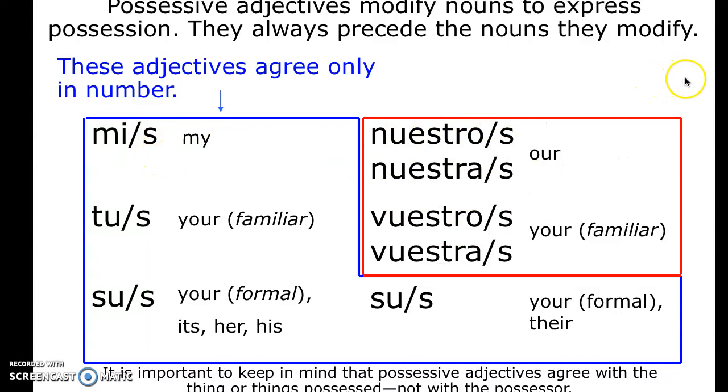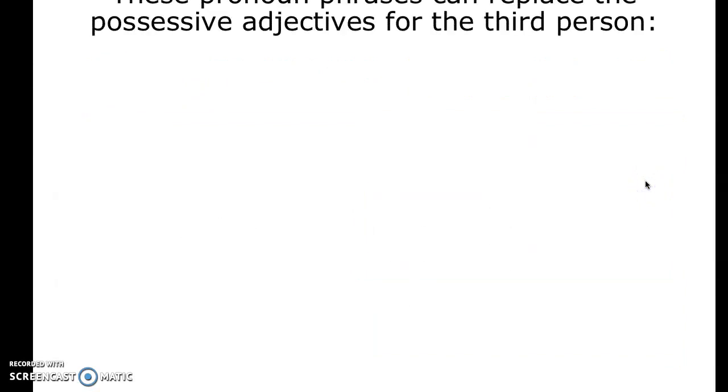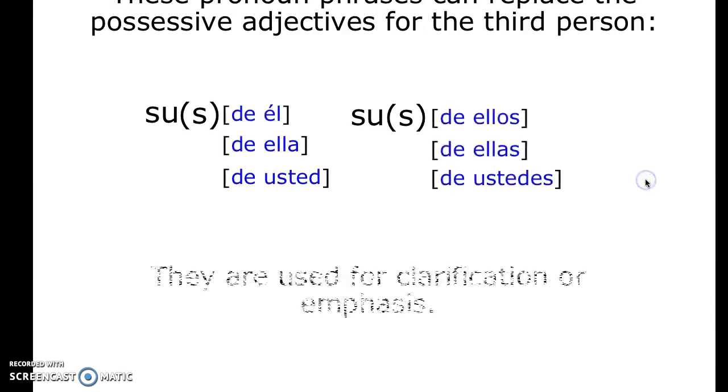Okay, this section over here, they're a little different because we have to not only think about number, but also gender. Okay, so if I was saying our books, nuestros libros, our house, nuestra casa. Okay, with su and sus, they have quite a few different meanings, right? We had your, formal, your, plural, his, her, its, and even their.